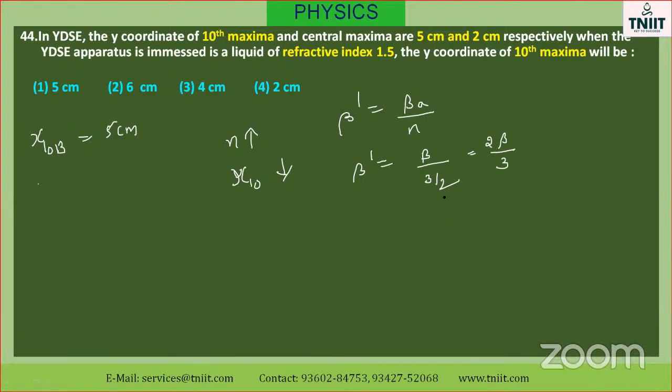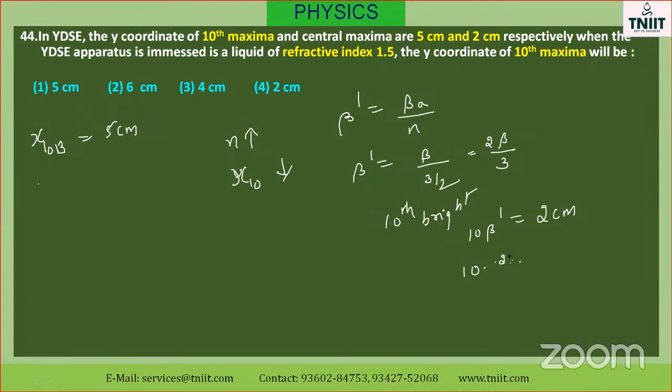Or you can take what will happen. The 10th maxima they are asking. So beta dash for 10th maxima, for 10th bright. Maxima means bright. For 10th bright, 10 times of beta dash is equal to 2 centimeter. 10 times of beta dash is nothing but how much? 2 times of beta by 3. Correct, no?